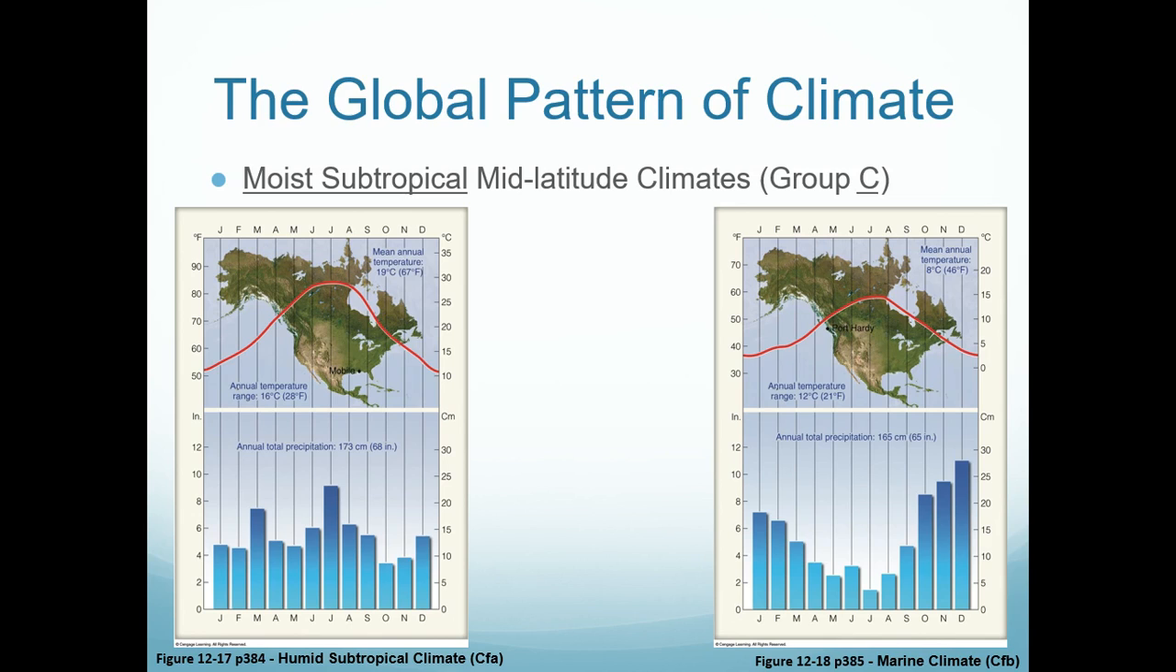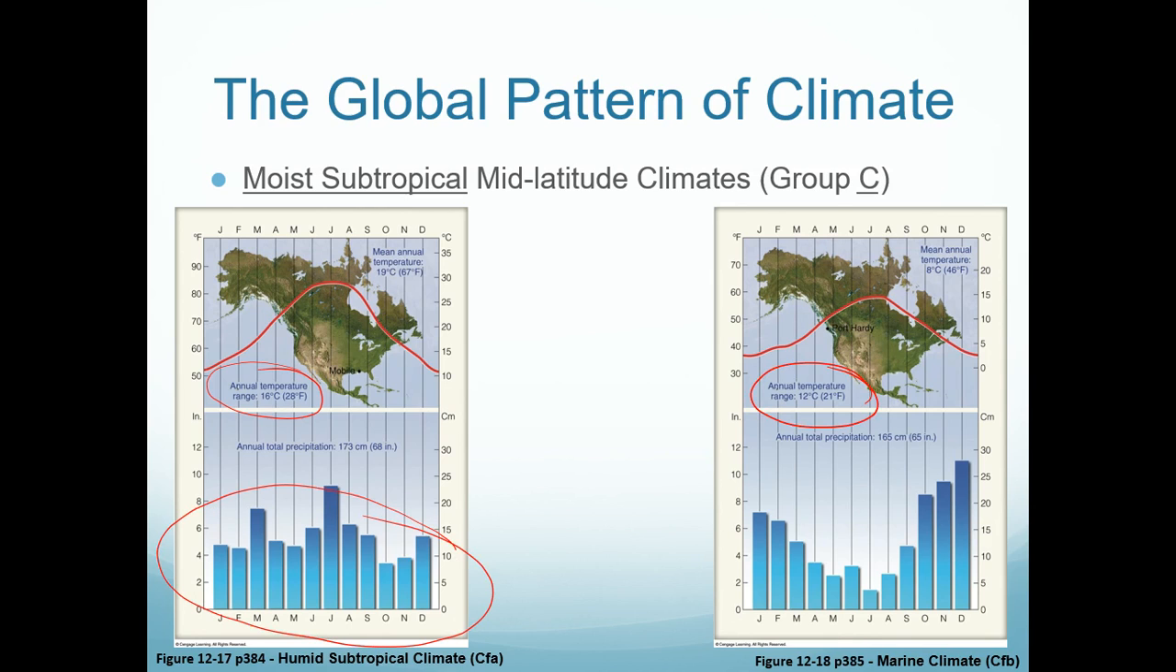You can see in Mobile, Alabama, we have a fairly large temperature range. If you go back and look at your Group A climates, you'll see that they are pretty consistent year-round. Very small temperature range. But if you look in your Group B climates with the deserts, you have a large temperature range of something like 50 degrees every year. Here in these Group C climates, we're somewhere in the middle, somewhere around 20 degrees Fahrenheit of fluctuation through the year.